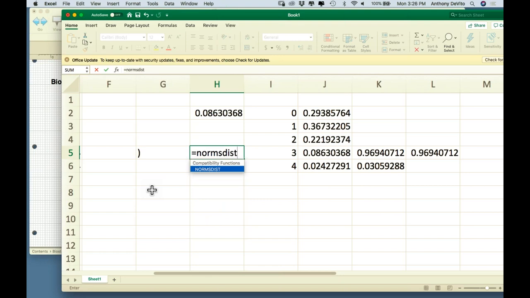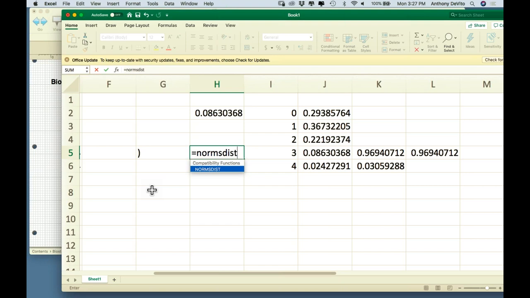Now NORM.S.DIST represents the standard normal distribution. The standard normal distribution is really a fake kind of catch-all distribution. It's the distribution where the mean is zero and the standard deviation is one. Why are you interested in that? Well, that's where you derive that table from. That's where you put all that together to derive that table from. And it describes all these areas. So that's a standard normal distribution.